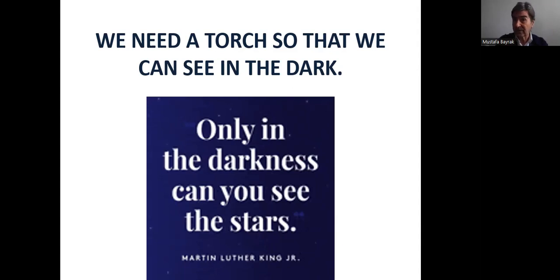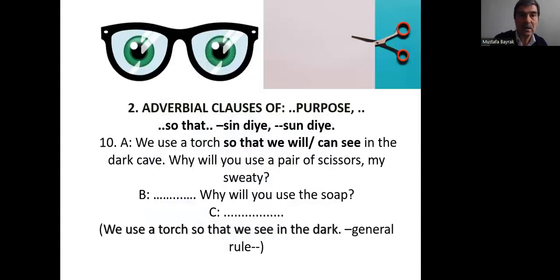We need a torch to see in the darkness. Why? Why do we need a torch? We need a torch to see well in the dark, or so that we can see in the dark, or we need a torch to be able to see in the dark. Okay. Now, adverbial clause of purpose with so that.